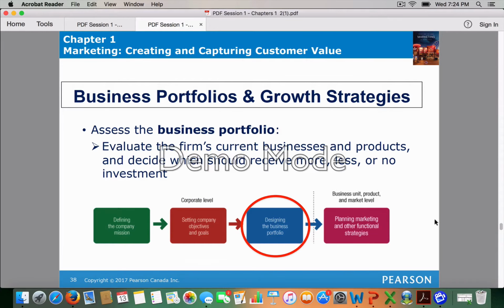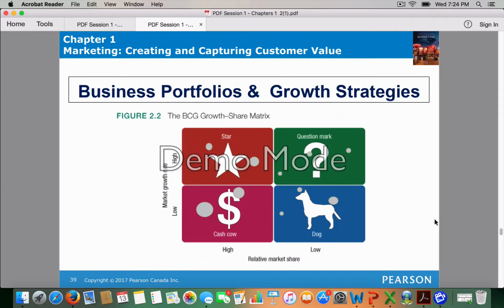And then once you know your overall organizational goals and objectives, you need to take a look at your business portfolio, all the different pieces of your business, and how each of those unique pieces are going to work together collaboratively to help the organization achieve its overall goals and objectives. We're going to talk a little bit more about business portfolios in just a moment.